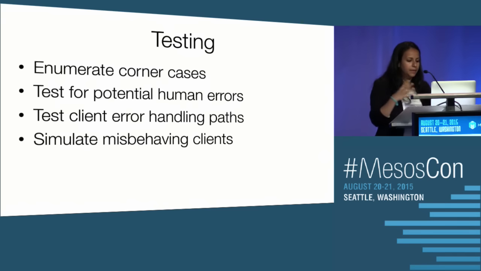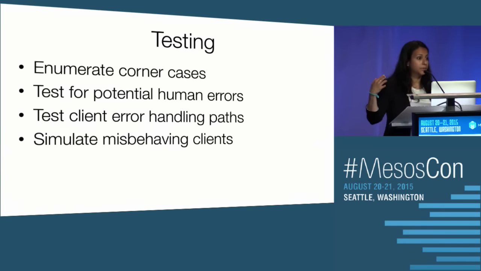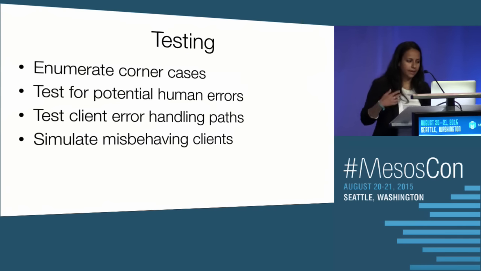Now, aside from thinking about these issues when you're designing your system, there's also testing. So enumerate all the corner cases. Since this is a very complex system and it has a lot of moving parts, there are more corner cases. The best thing you can do is test them ahead of time. And test for potential human error. Imagine the person who is restoring your backup accidentally points your VIP at the wrong machine. What happens? Does anyone get notified? Imagine that a person accidentally restarts the wrong server or pushes the wrong config. Have these ideas of ways that humans can do wrong things and try to test or account for them. Test client error handling paths.